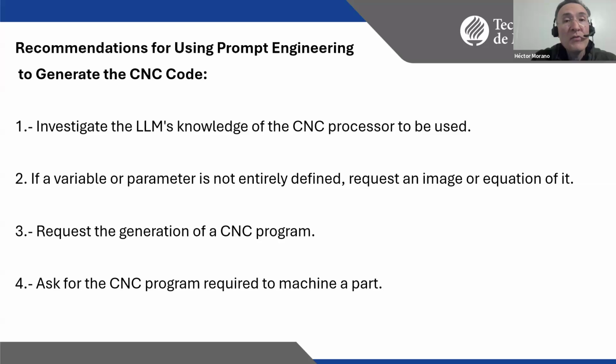We have to simulate the generated example program and make the necessary modifications. Then we have to ask for the CNC program required to machine a part, simulate the generated CNC program, and machine it just to test the program. The prompts in this work can be used by users to guide the LLM in generating G code and employing different machining operations.